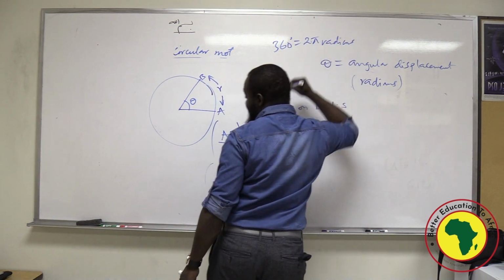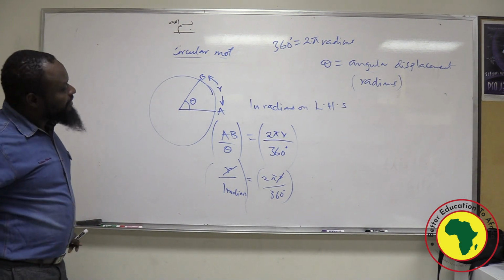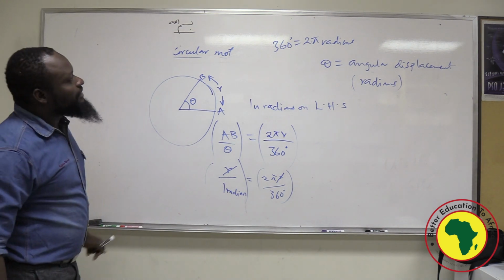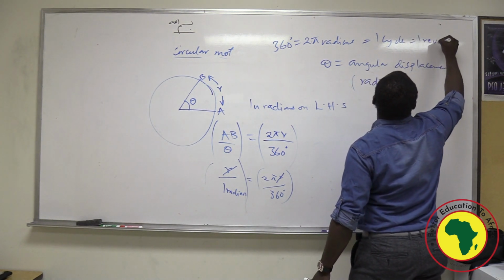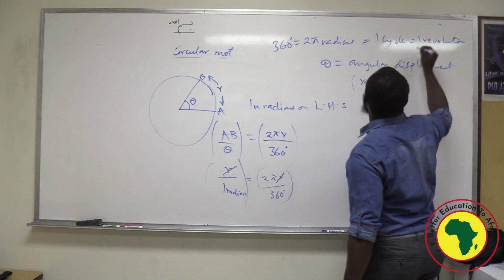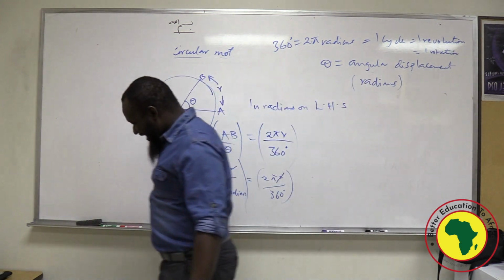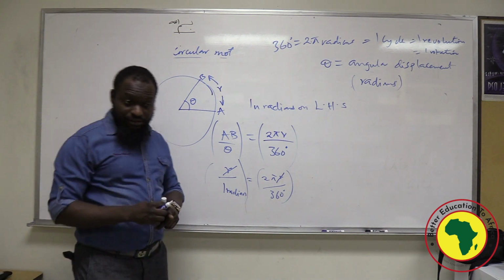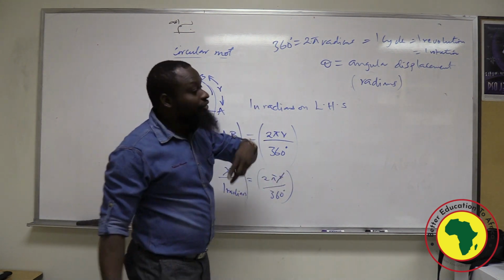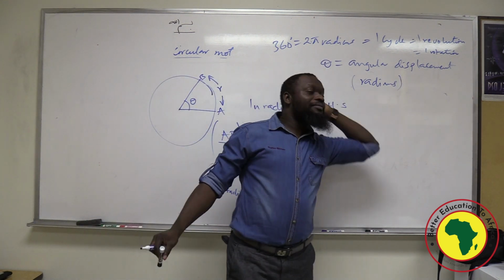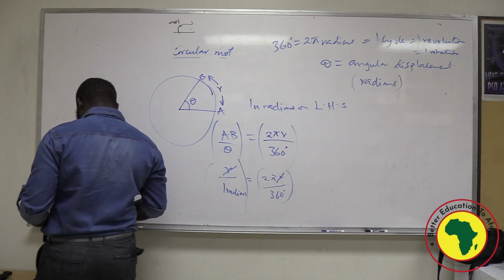If you divide by 2, you get that pi radians is 180 degrees. This is the same as 1 cycle, 1 revolution, or 1 rotation, if you like. These are different units, but the same thing. When you have a circular motion problem, most of the time you have to convert from revolutions to radians before you work in SI units.